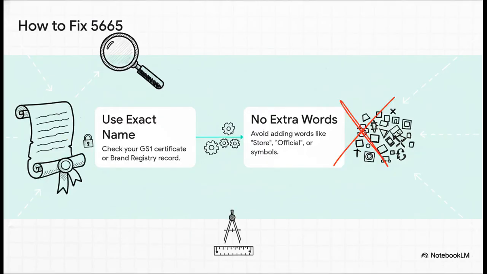So how do you fix it? Well, it's all about precision. You've got to go to your source of truth. That's your GS1 certificate or your brand registry page, and literally copy and paste the brand name exactly as it's written there. No extras, no symbols, nothing.